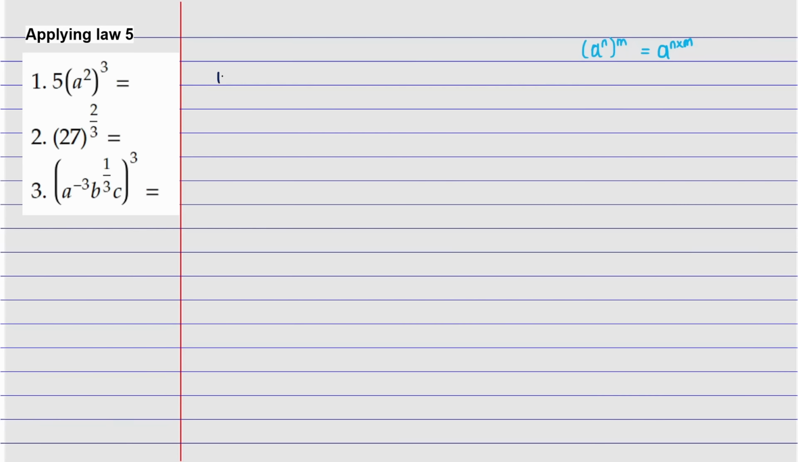So if the first one, you see the fact that we have 5, right? Then it's going to be a to the power 2, then to the power 3. So this is going to be the same as what? This is going to be 5. Remember the fact that 5 is not inside the bracket, so it's not affected by this 3. If it was inside the bracket, it was going to be affected by this 3, but it's not, so it's not affected, right? So this is going to be a here to the power 2 multiplied by 3. So my final answer is going to be 5 to the power a to the power 6, right?